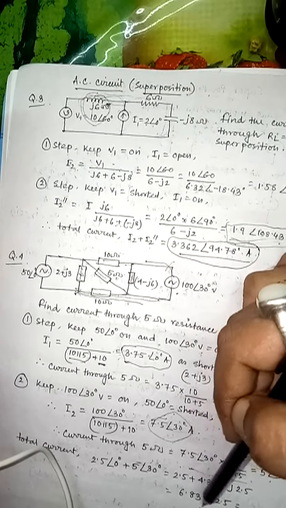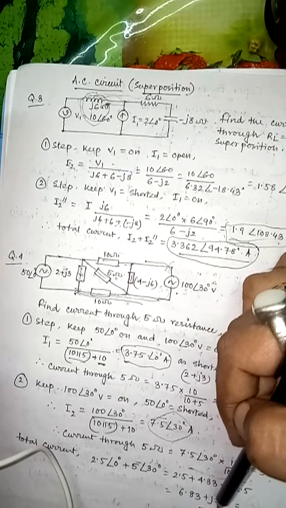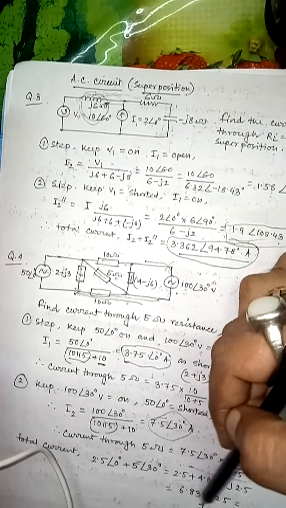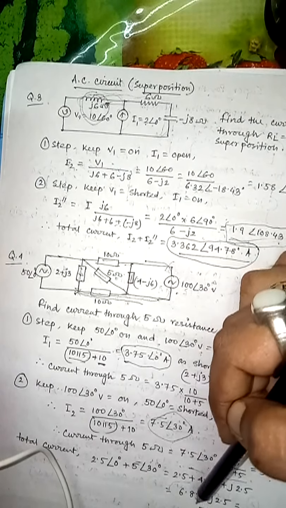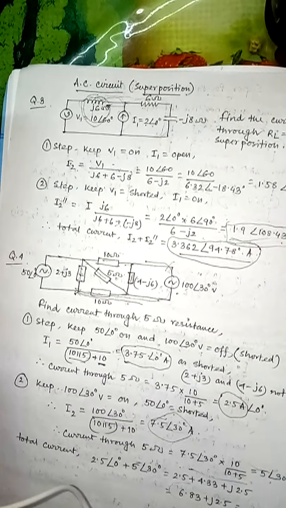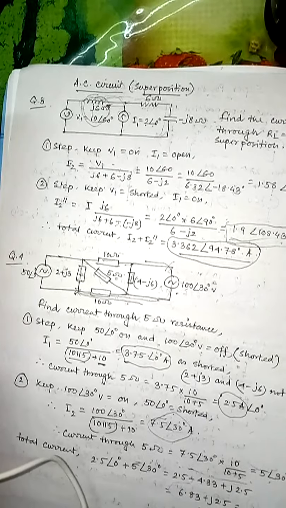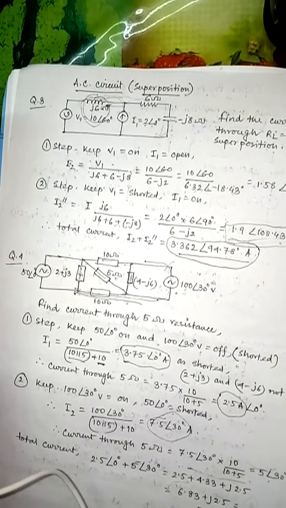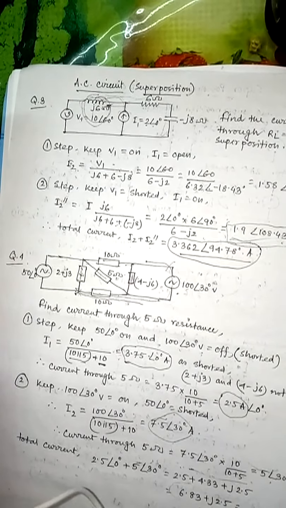So finally the answer is 7.273, and this is the final value you will get. If you take the amplitude and modulus conversion again, that will be the final result. That is in short the full lecture on the application of the superposition theorem in an AC circuit.